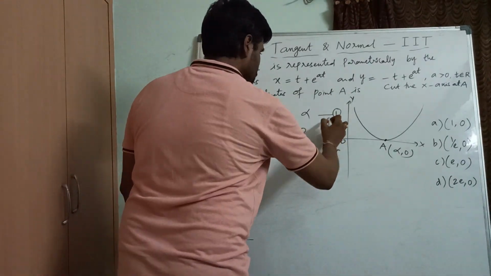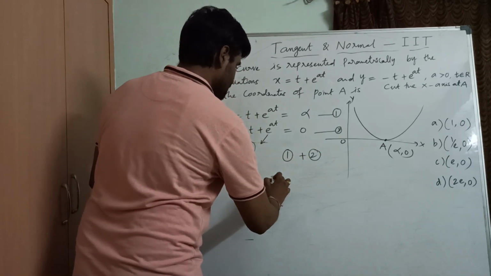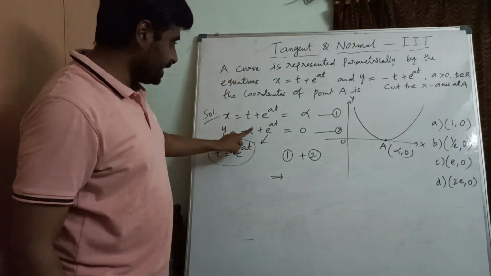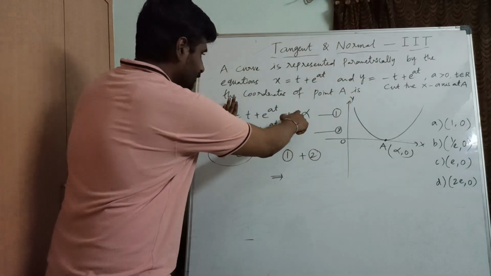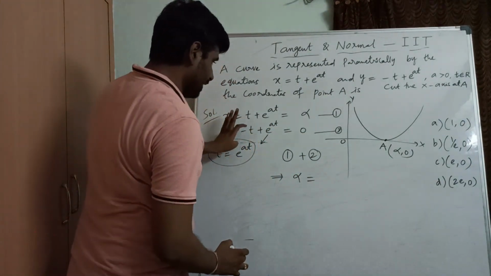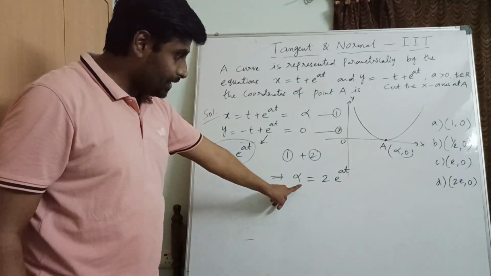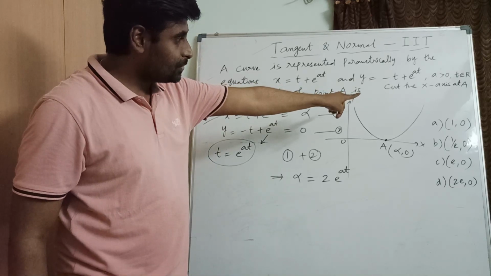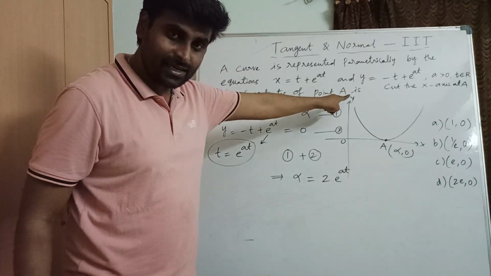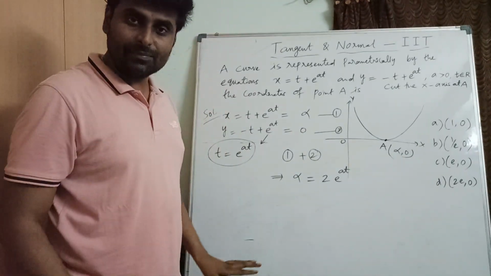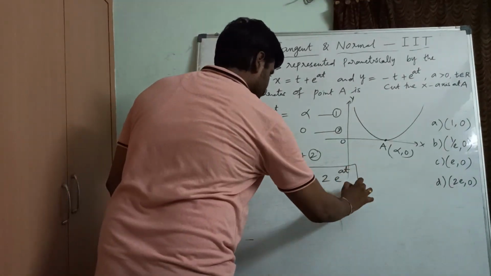Now let us add these two, 1 plus 2. What is the benefit if I add? t gets cancelled, so we can get the value of alpha. So alpha plus 0 is alpha; t minus t cancels, leaving 2 times e power at. That is what we are going to find: the point of contact A, the coordinates of point A. If you know alpha, that will be the point A, correct? So alpha is 2 into e power at.